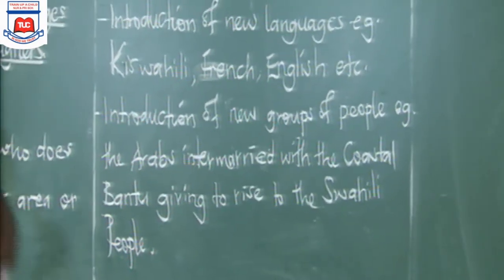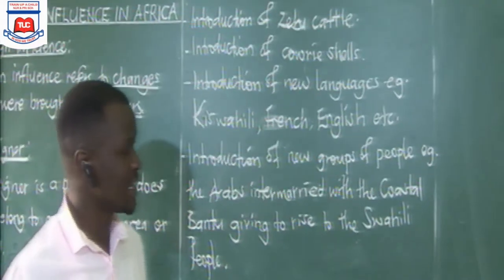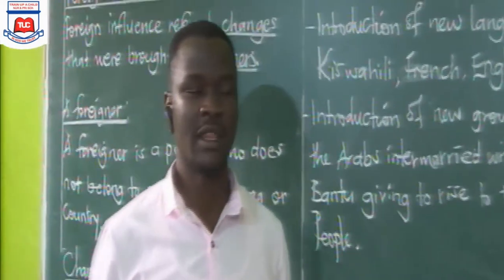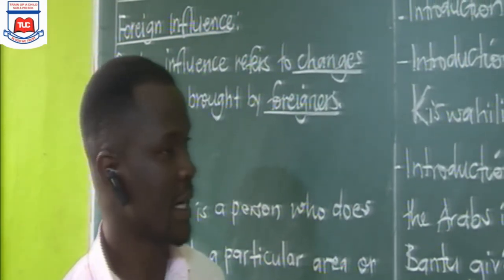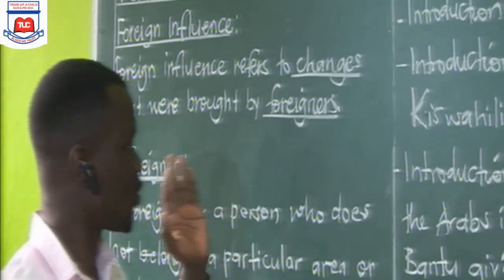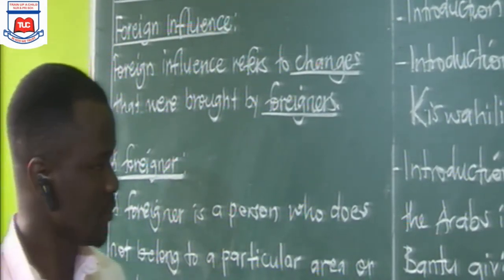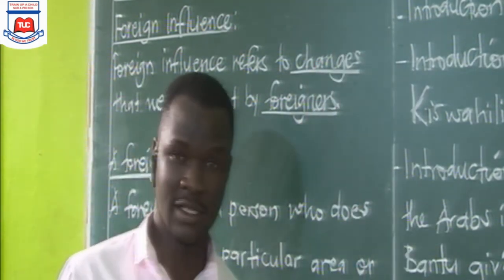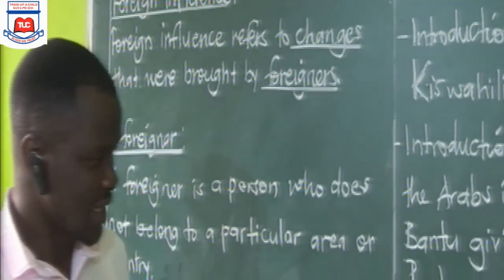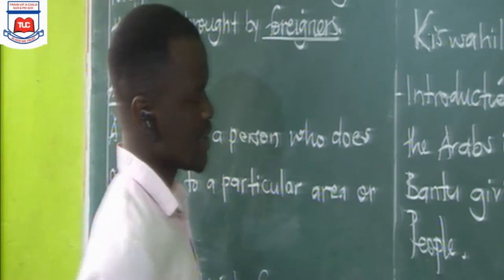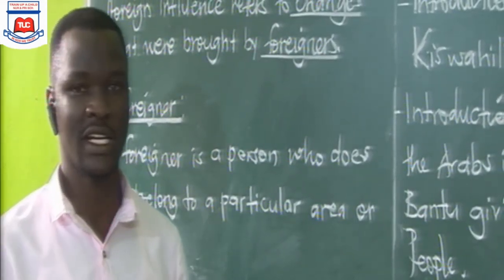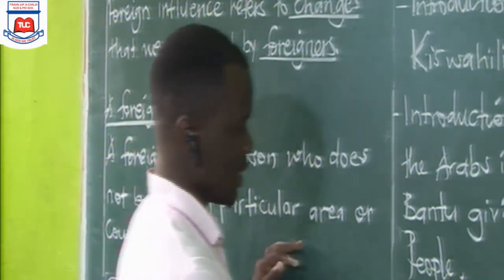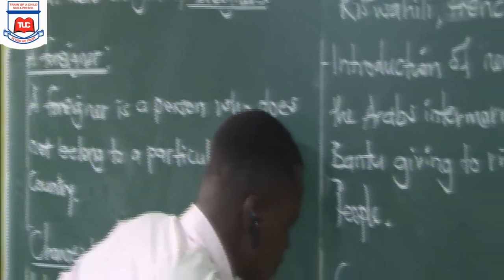We have looked at the meaning of foreign influence. We have said these are the changes that were brought in by the different foreign groups to Africa. And we have understood what a foreigner means. Then we have looked at these changes. Now, in the next thing, we are going to look at which were these groups, or who were these foreigners who came to Africa. So we are going to have it as groups of foreigners.